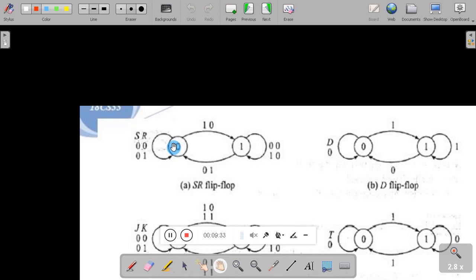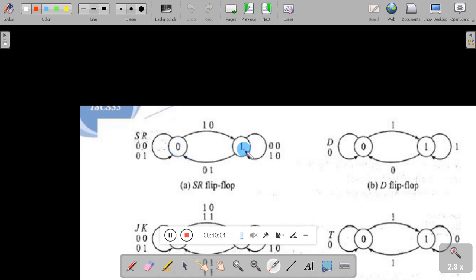To move from 0 to 1, the SR value should be 1 0. When the SR value is 1 0, then the output of the flip-flop will move from 0 to state 1. Similarly, if the output of the flip-flop is in state 1, and if you give the SR value 0 1, then it will move from state 1 to 0.